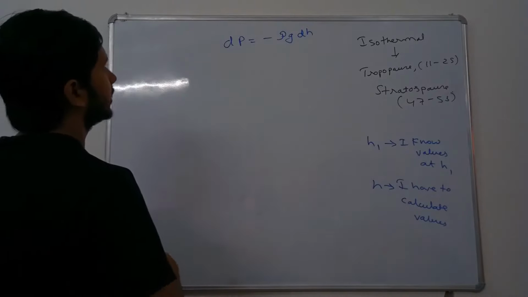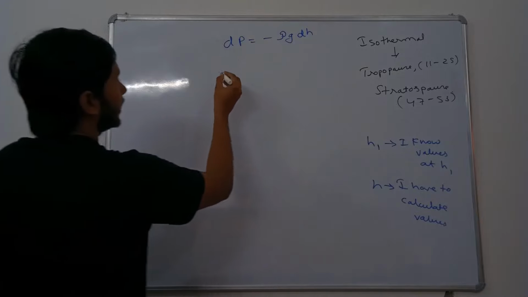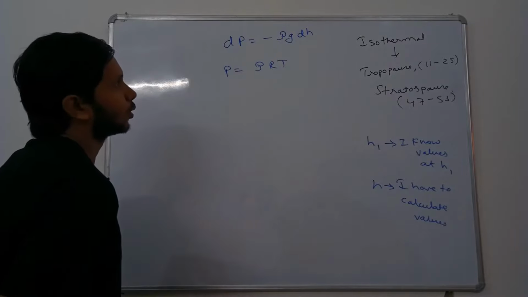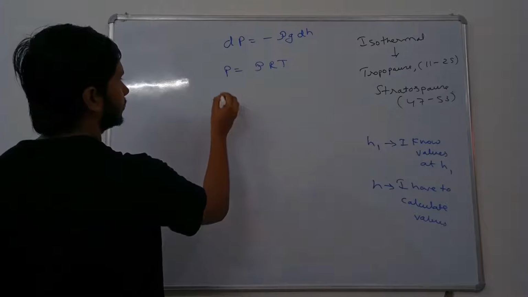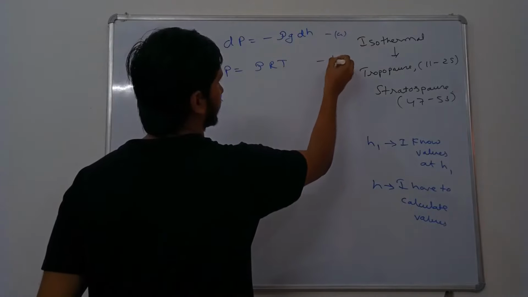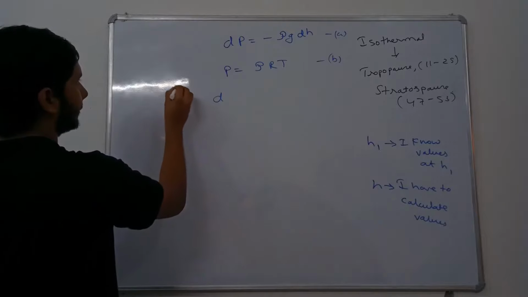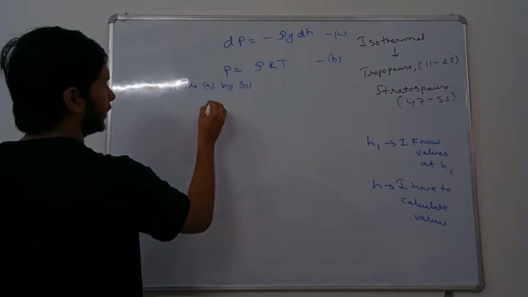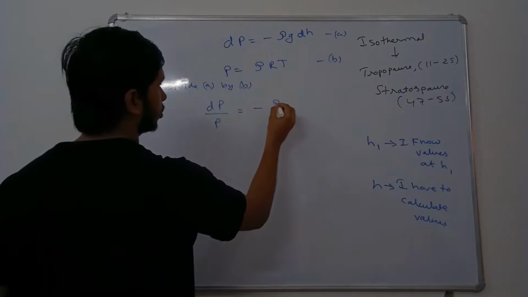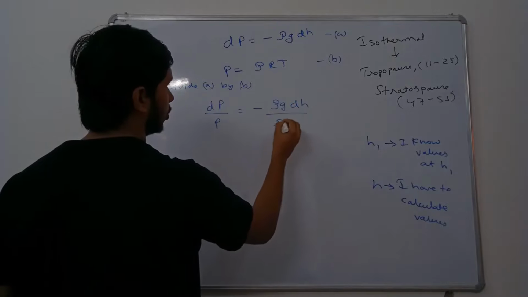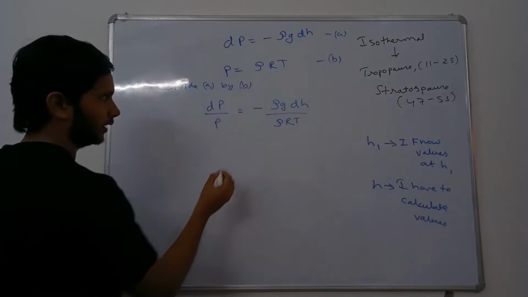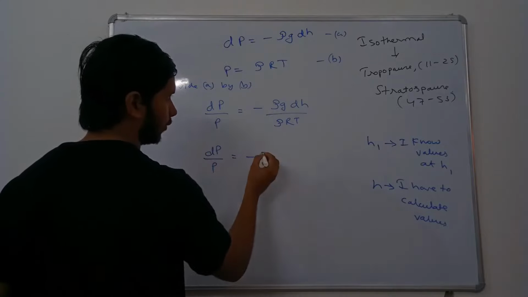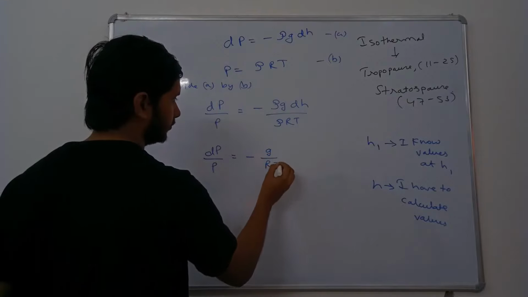Now this is the case, dP equal to minus rho g dH. Now P equal to rho RT. You know very well. Got it? P equal to rho RT. So this is equation number A, and this is equation number B. So divide A by B. We will get dP upon P equal to minus rho g dH upon rho RT. Okay. So rho and rho will be cancelled. It will be dP upon P equal to minus G upon RT dH.